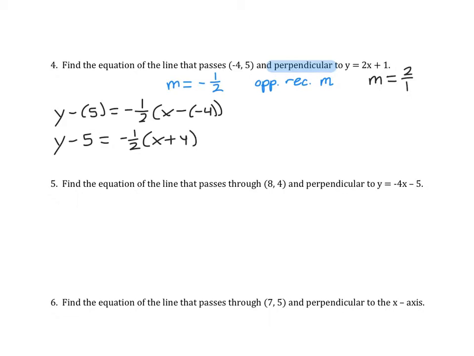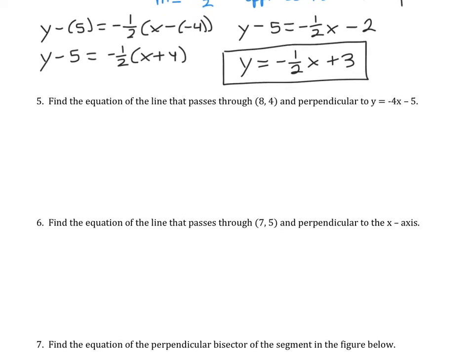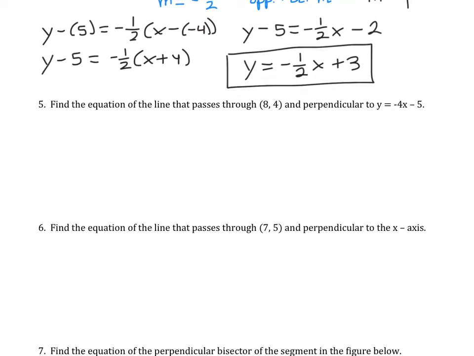Now I need to distribute (-1/2), so y minus 5 equals (-1/2)x. So remember, this just means -1 times 4 divided by 2. So again, we have -4 divided by 2, which is -2. And then add 5 to both sides, and we get our equation. Okay, why don't you pause the video and see if you can give this problem a try.